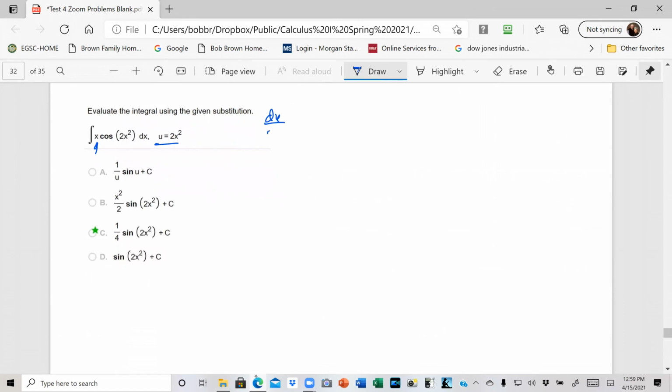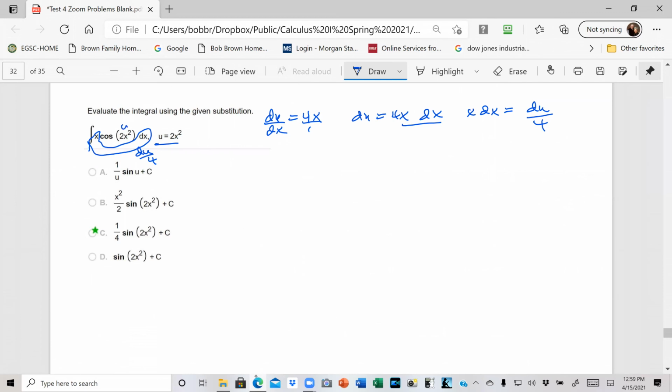du dx equal 4x. Cross multiply, we get du equal 4x dx. And that x dx then is du over 4. So x dx here is du over 4.